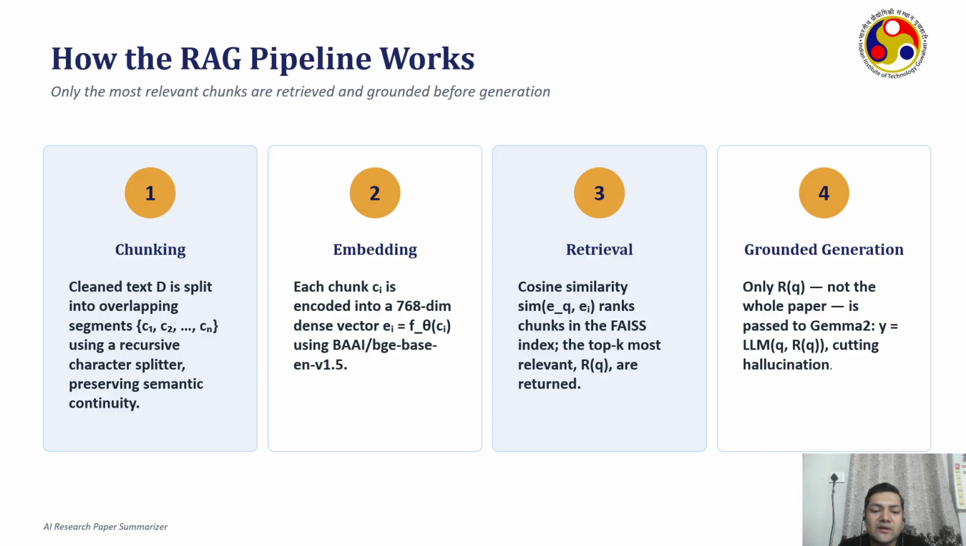Now let us look at how the RAG pipeline works. First, the uploaded document is divided into semantic chunks. Second, each chunk is transformed into numerical embedding vectors. Third, all embeddings are stored in the FAISS vector database. When a user submits a question, that question is converted into an embedding as well. FAISS performs cosine similarity search to retrieve the top k most relevant chunks. Only these retrieved chunks are sent to Gemma2. Because the model generates answers based on retrieved document content, the responses remain grounded in the uploaded research paper, greatly improving factual accuracy and reducing hallucinations.